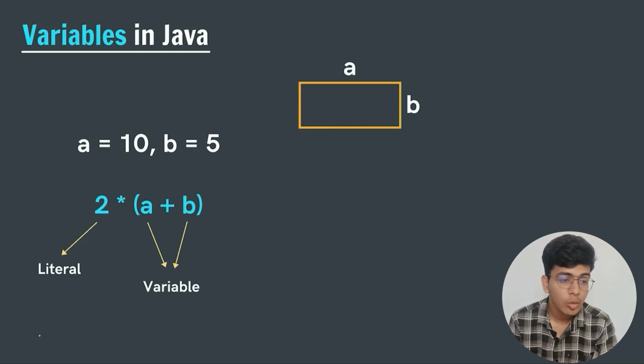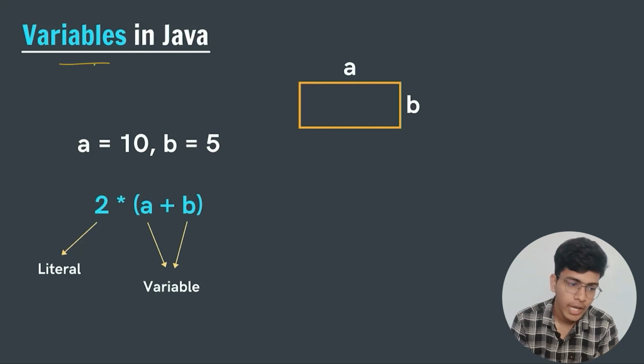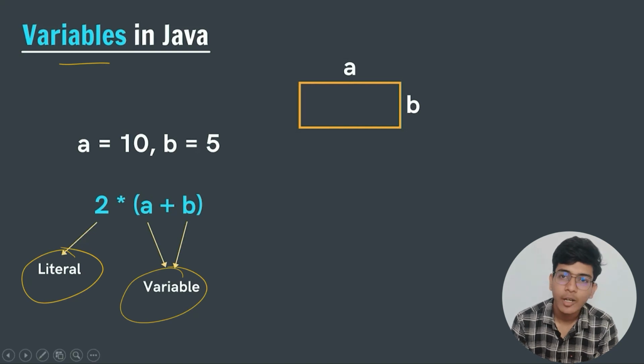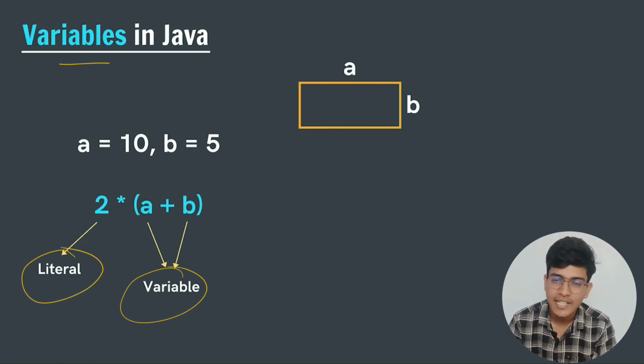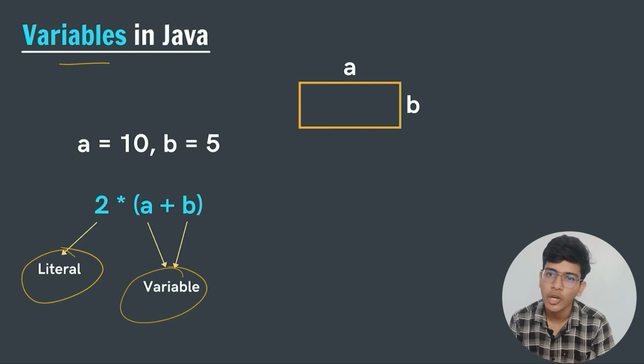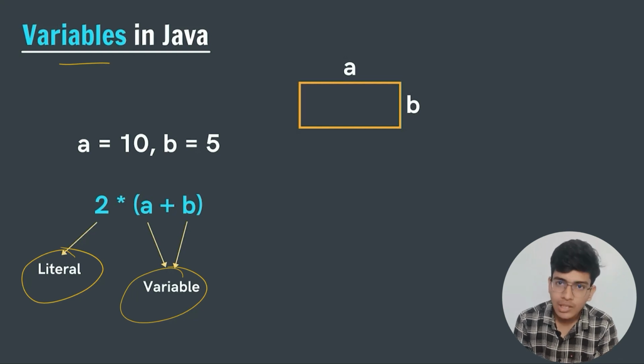And now let us talk about what variables are in Java. In maths we know that a variable is a value which may change in the future. Similarly in Java we have two things, literals and variables. Literals are constant values which don't change throughout the execution of the program, but variables are values which may change based on the user input.